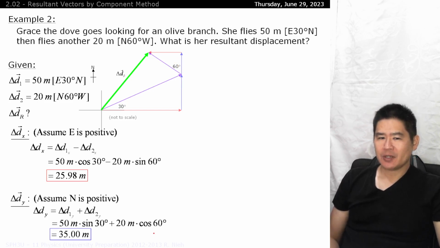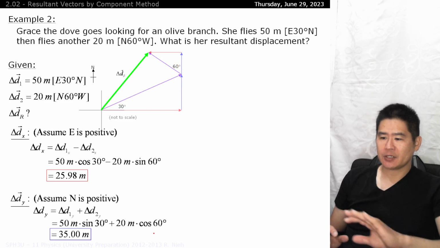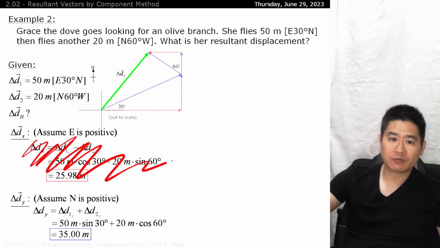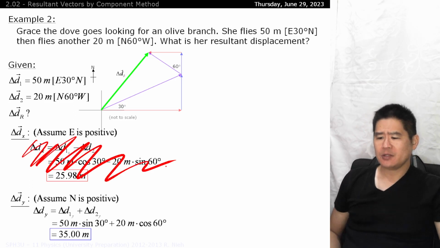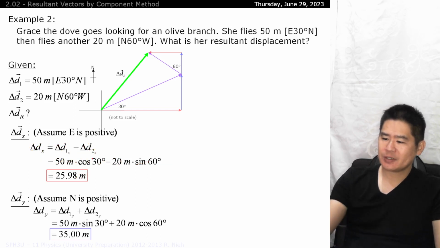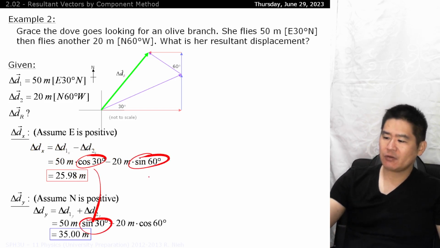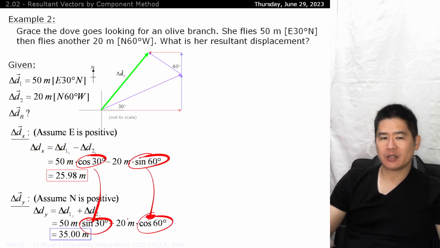Here's a quick tip. Do each one independently. Alright, so after you're done with the horizontal component, take your hand, cover it up. Don't even look at it. Just deal with the vertical one by itself, as if you never solved for the horizontal. This will always be the case. If on one of the components you use cosine, on the other one you'll use sine. And if you use sine on one of them, you'll use cosine on the other one.